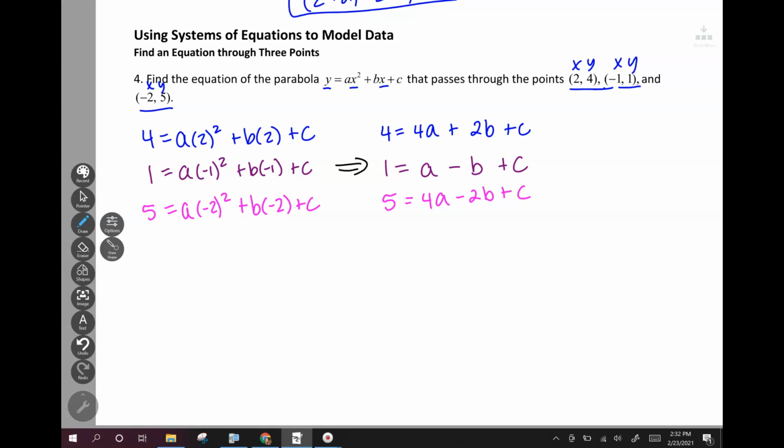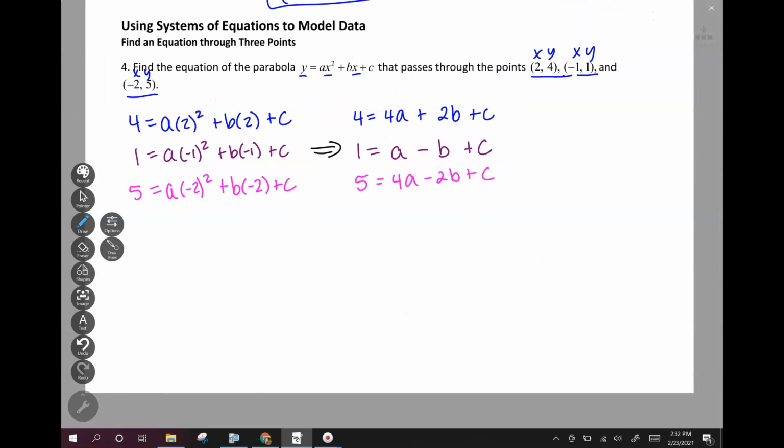And so now this is just like what we did on number 2 on the front page. We've got 3 equations with 3 variables, and we can solve for the ordered triple, which will give us our a, b, and c, which will then give us our equation. So our goal is to solve for a, b, and c using the same process that we used on number 2. So we'll solve for a, b, and c, and then we can substitute those in to this standard form for the quadratic, and we'll have our equation.